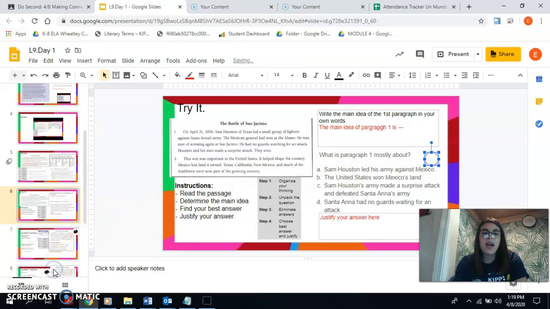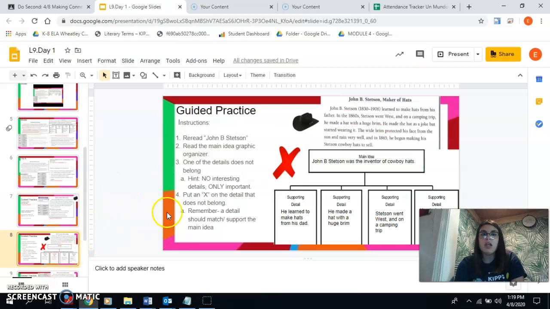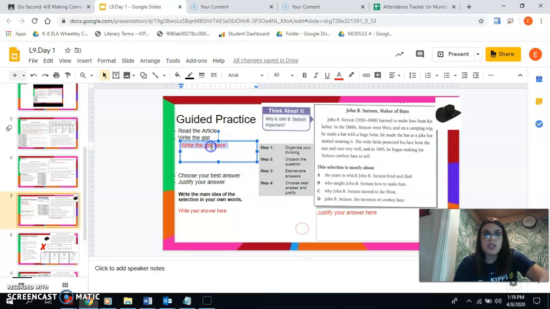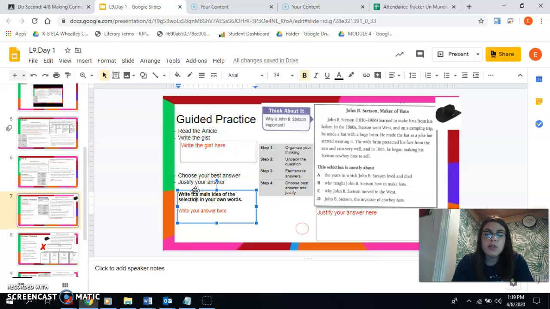Then we're going to move to our guided practice. I'm super duper excited. So, your guided practice, you are going to read it. All right? You're going to read this to yourself. You're going to write the gist right here. So, write your gist for what it's about right here. Then you are going to choose your best answer and justify it. But also, before you do that, step 1 is organize your thinking. So I want you to tell me what is the main idea of the whole selection right here.